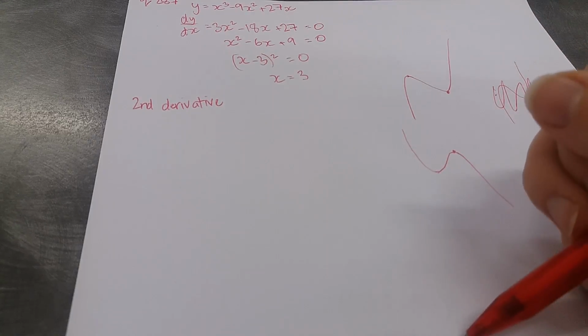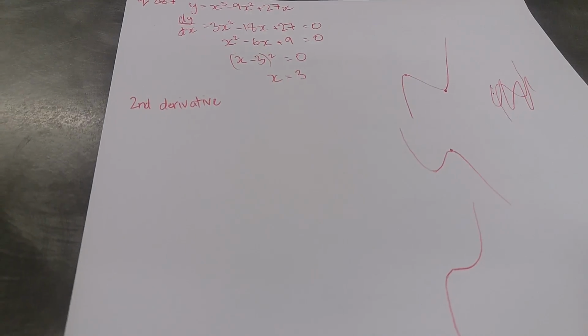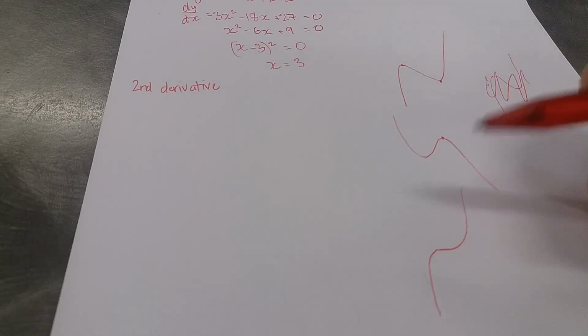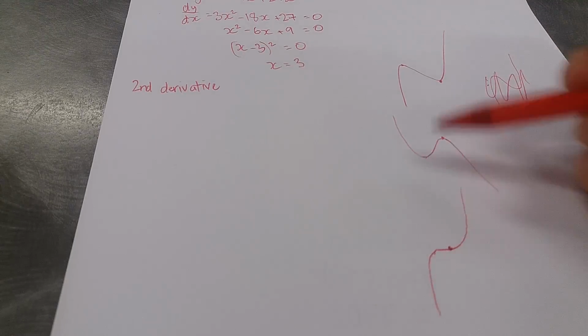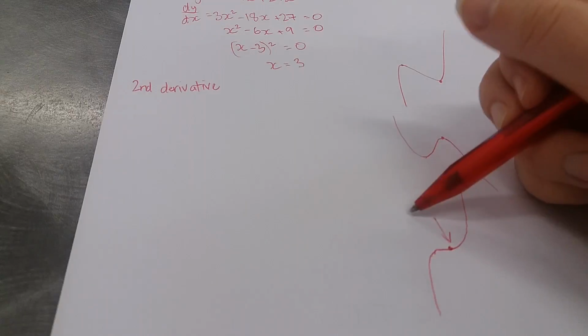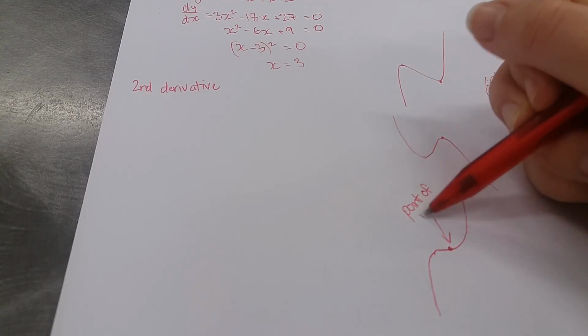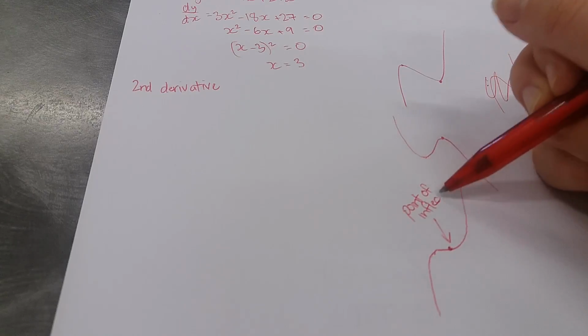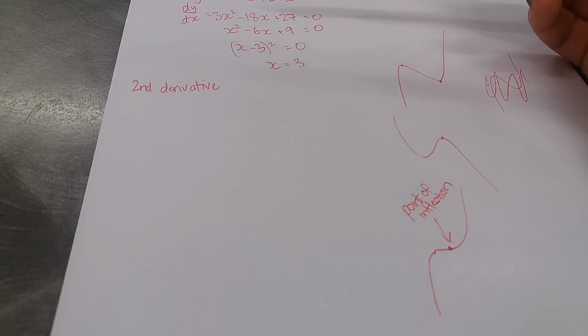The third case is actually where we end up with this happening. This is a stationary point, but it's not a maximum and it's not a minimum. It's actually a point of inflection. Now these points of inflection happen when the second derivative is 0. So we need to show that the first and the second derivative are both 0, and that tells us we have a point of inflection.